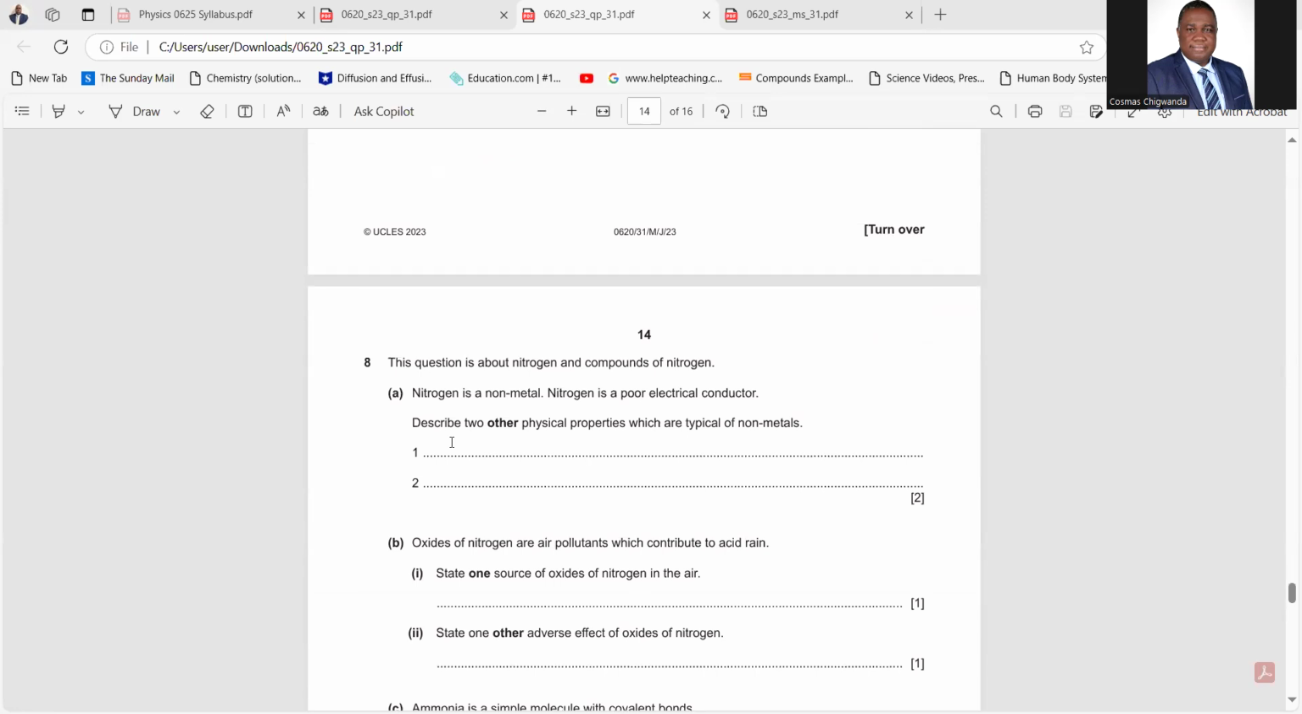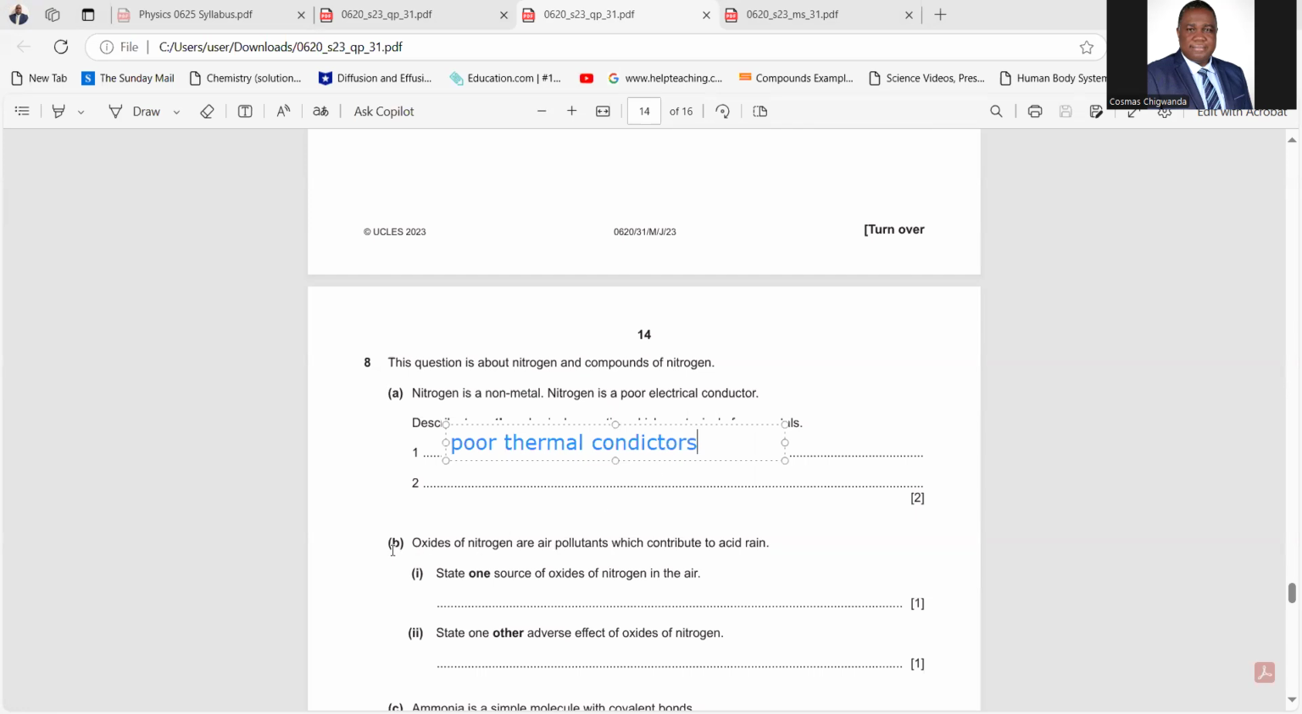Describe two other physical properties of non-metals. There's a range of answers that you can put here. You can also write that, don't keep the answers very complicated whenever you're given an option. So you can simply say here, non-metals are poor thermal conductors. They conduct heat poorly.